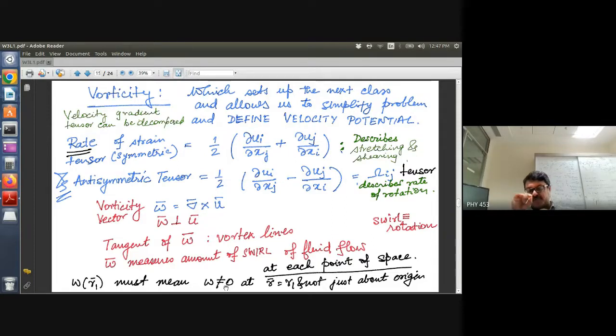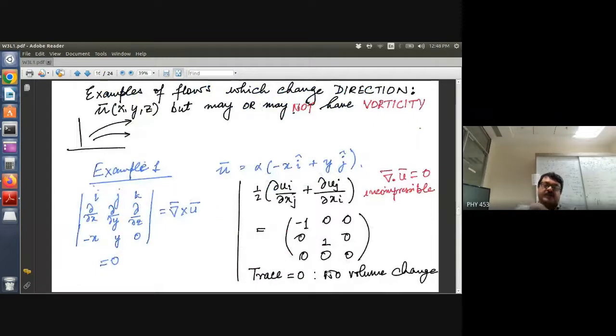Even if you take a small line element, a complete circular line element, for calculating the curl, curl of u can be written as the integral of u dot dl over a closed loop. So at each point in space, if you draw a closed loop, omega should come out to be non-zero at each point in space, and it's not about just pointing around the origin.